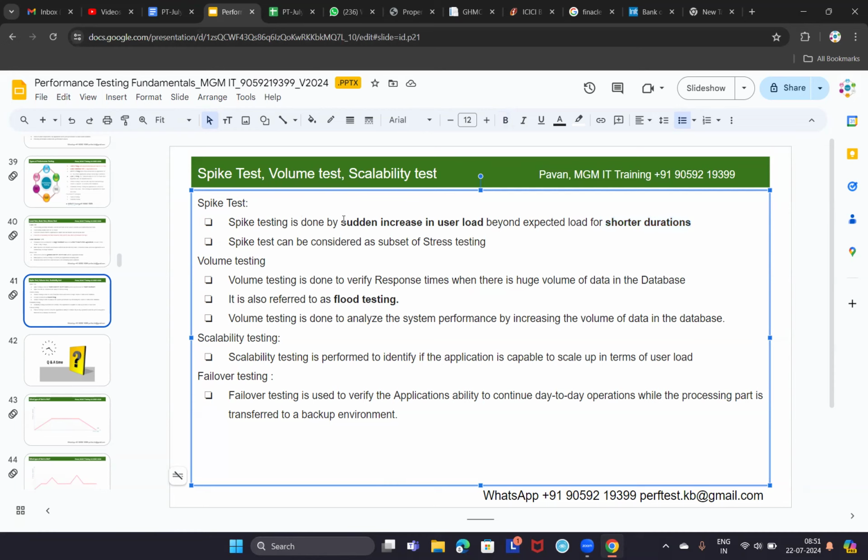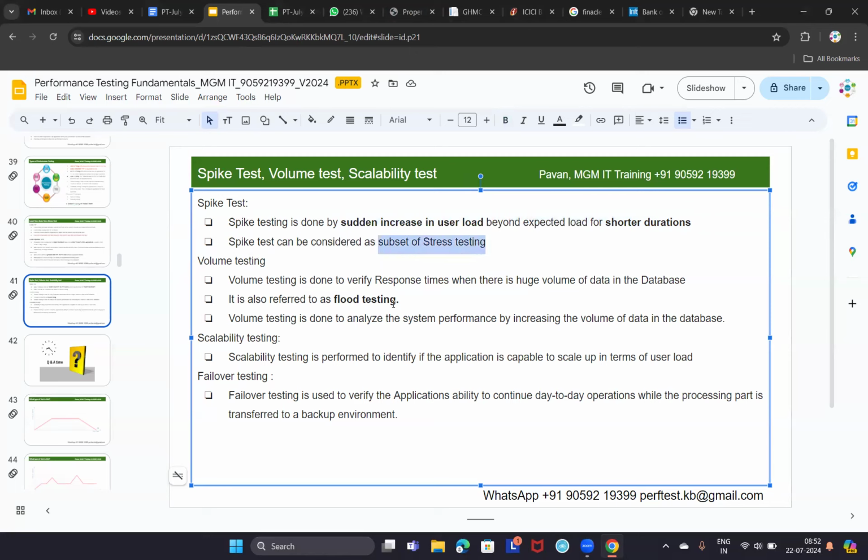So spike testing is done. Tatkal tickets will be available for 5 to 10 minutes or max 15 minutes, isn't it? Thereafter, there will not be much load, not that much load which we have at 10 o'clock exactly, isn't it? So those kinds of applications require spike testing also. And spike testing is done by sudden increase in the user load beyond expected load for shorter duration. And spike testing can be considered as a subset of stress testing. Okay, we'll discuss this. See, it is called a subset of stress testing.